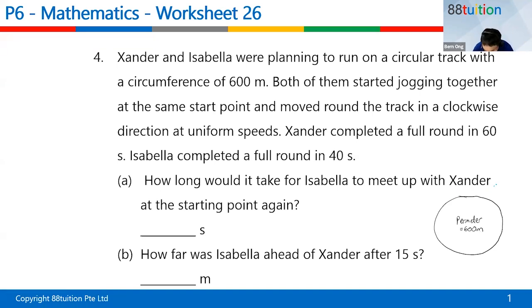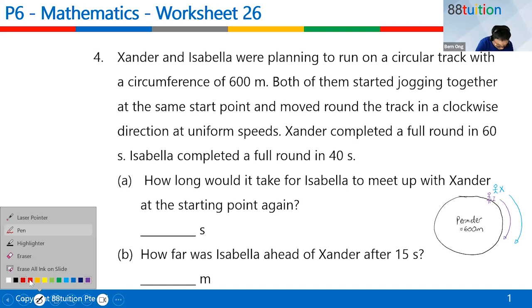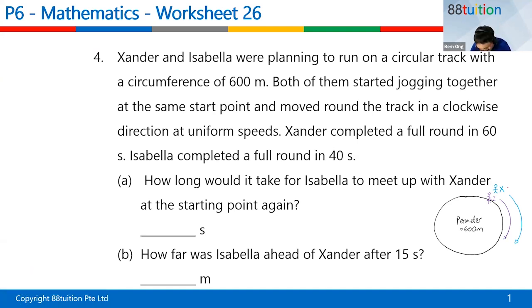For example, this blue color is Xander, going in a clockwise direction. And our dear Isabella is going in a clockwise direction also. Their starting point is the same. Can understand, children? Starting point is the same. And what else do we know?